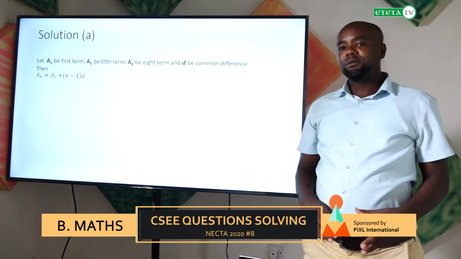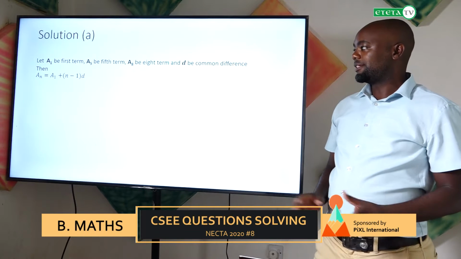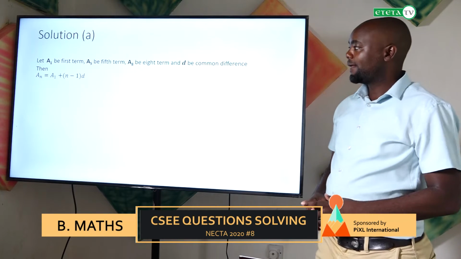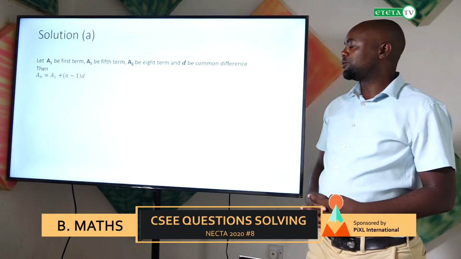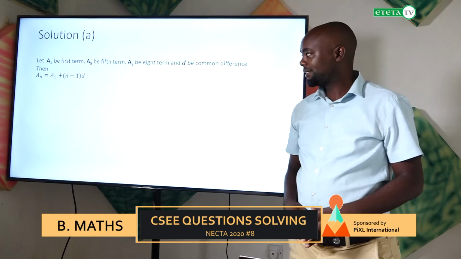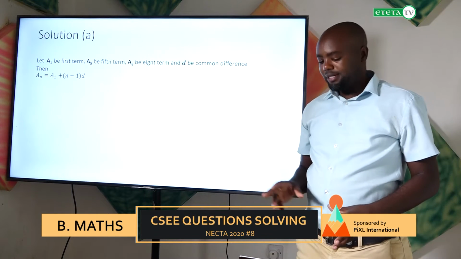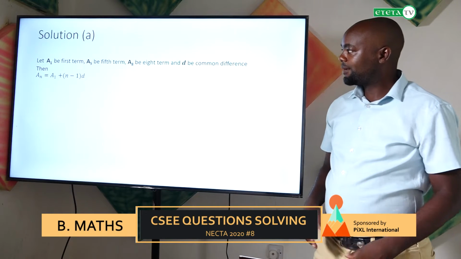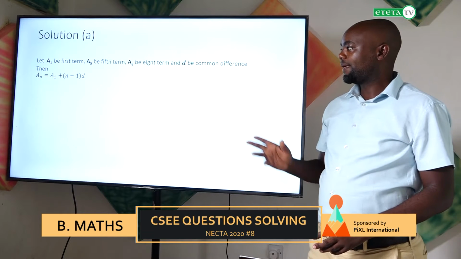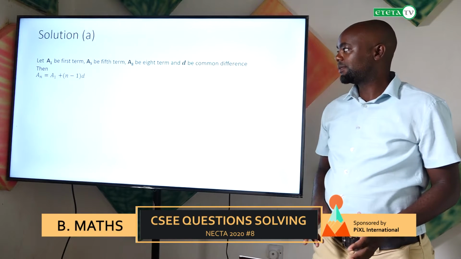Then we have the general formula in this topic. The general formula says AN is equal to A1 plus (N minus 1) times D. So N is a real number or any number, and A1 means the first term, and so forth.